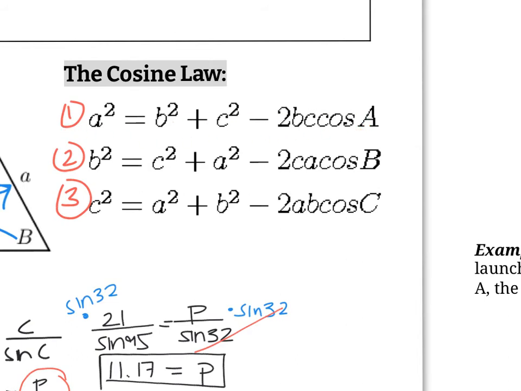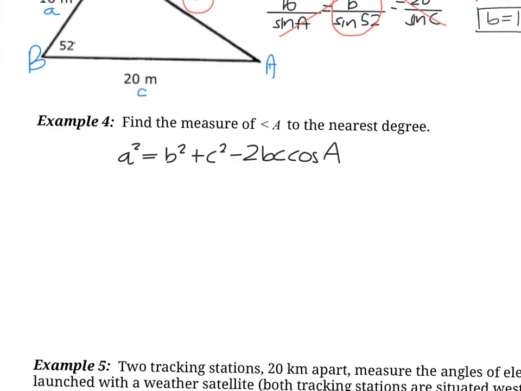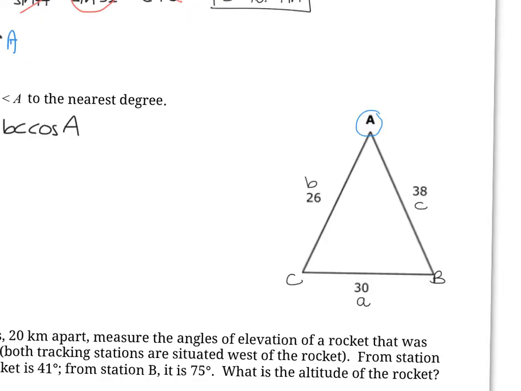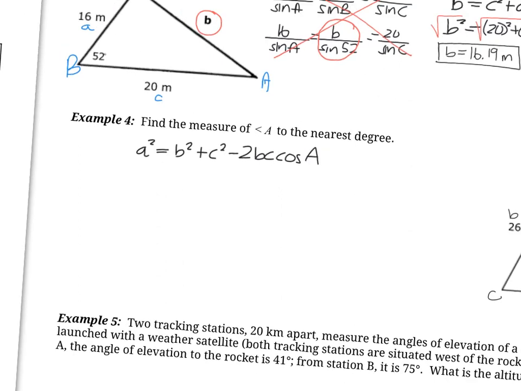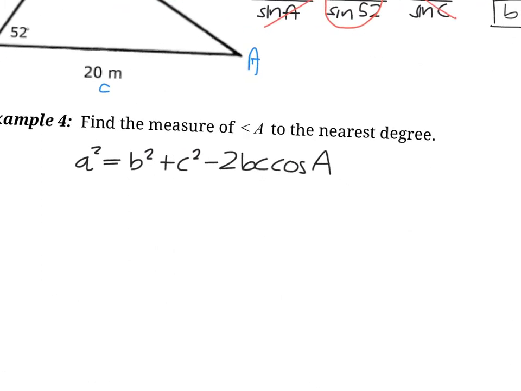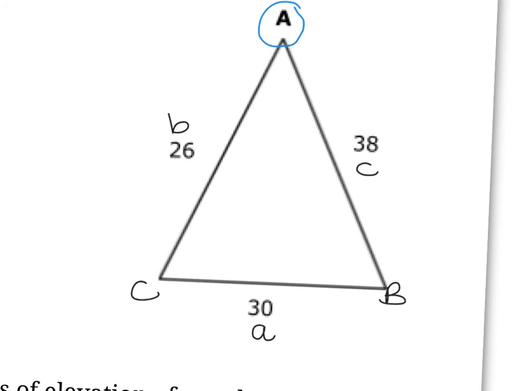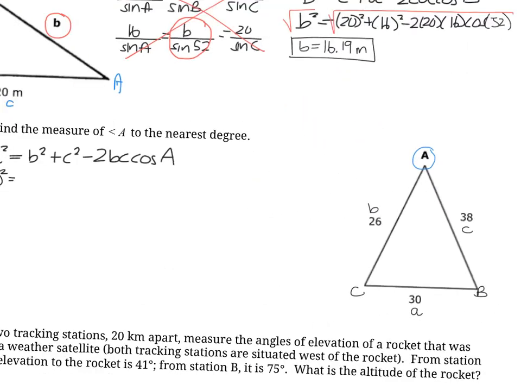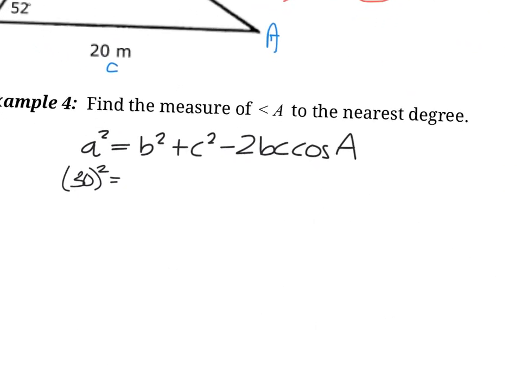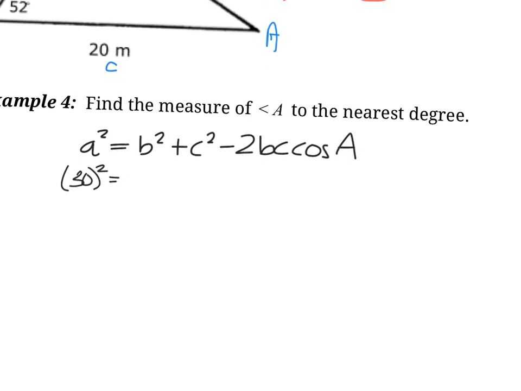So we're going to copy equation number 1. Now that we have that equation copied, let's start filling in what we know. We know that side a is 30, so instead of little a, we're going to write 30 squared equals. Do we know side b and side c? Yes, b is 26 and c is 38, so let's fill that in: 26 and 38.